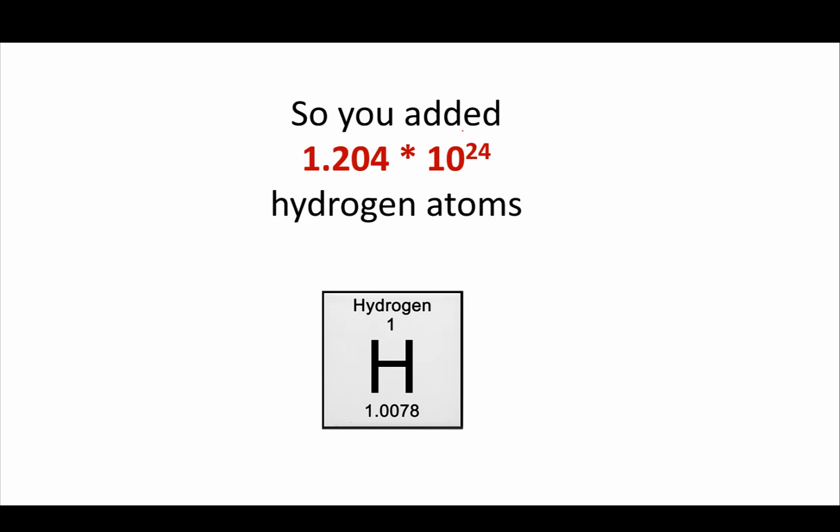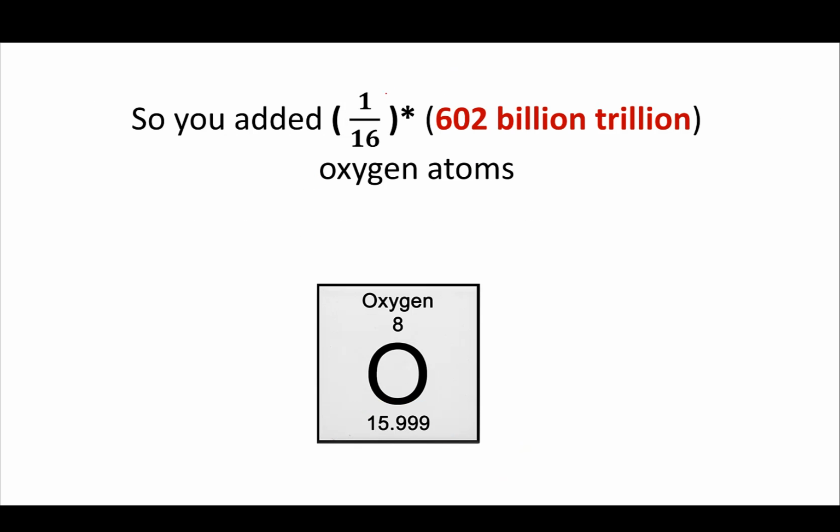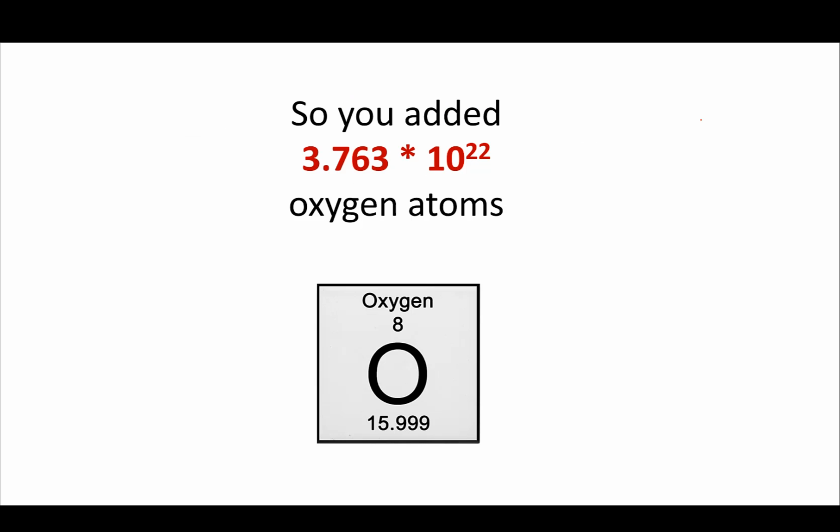That's a lot. And when you added 1 gram of oxygen, you added about 1/16 of a mole of oxygen, right? Because oxygen is about 16 grams per mole. So if you added 1 gram, that's 1/16 of 16 grams. So that's about 1/16 of a mole. That's about how much you added. And that is 1/16 of 1 mole of oxygen atoms. So you added about 3.763 times 10 to the 22 oxygen atoms.